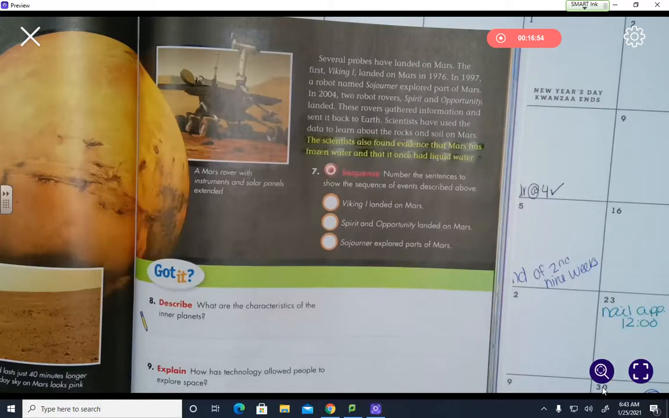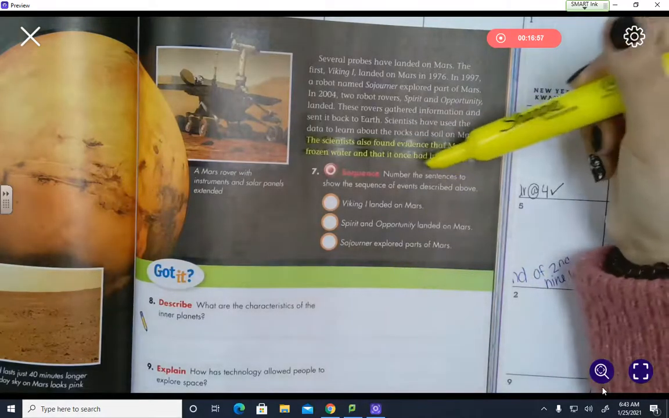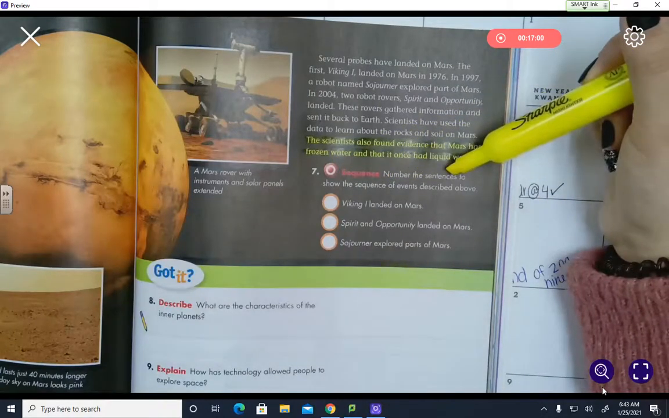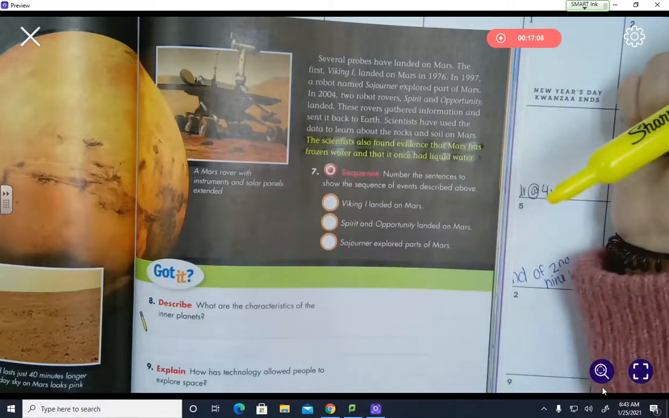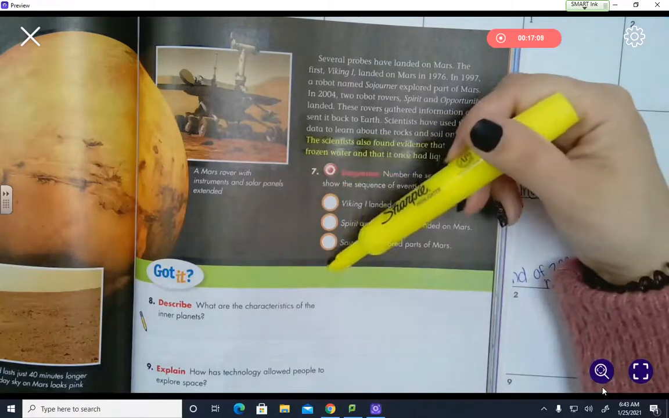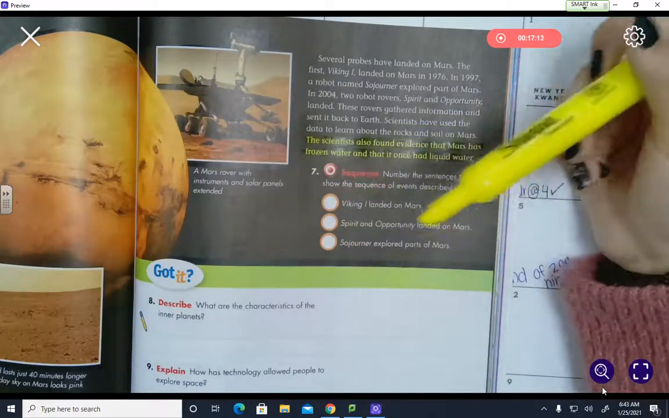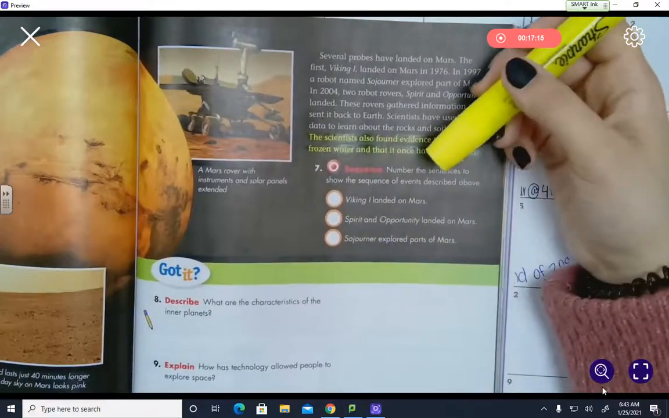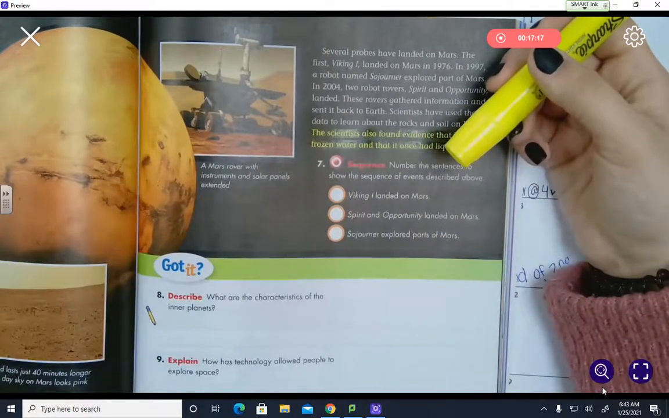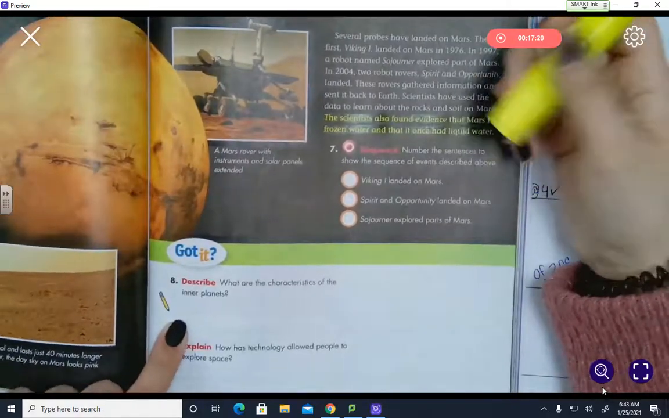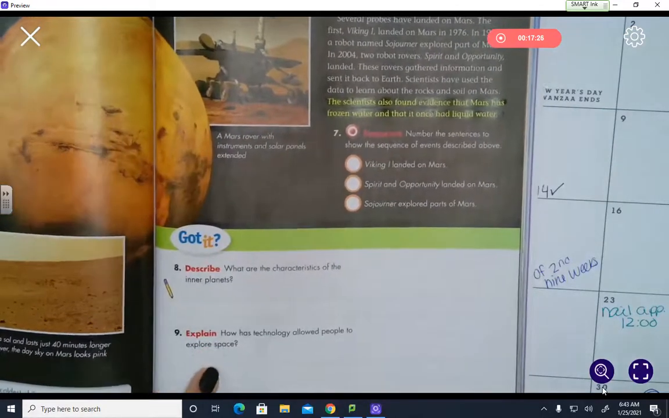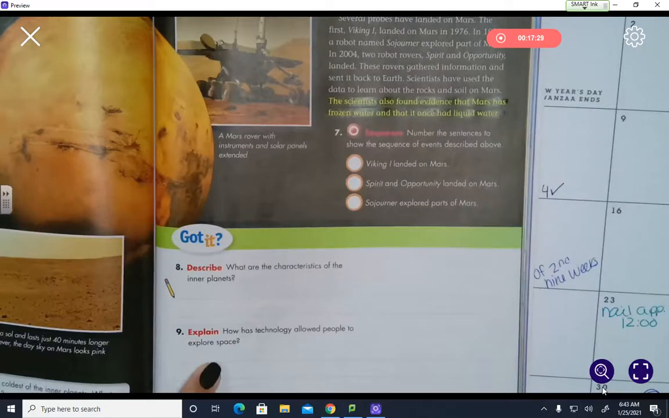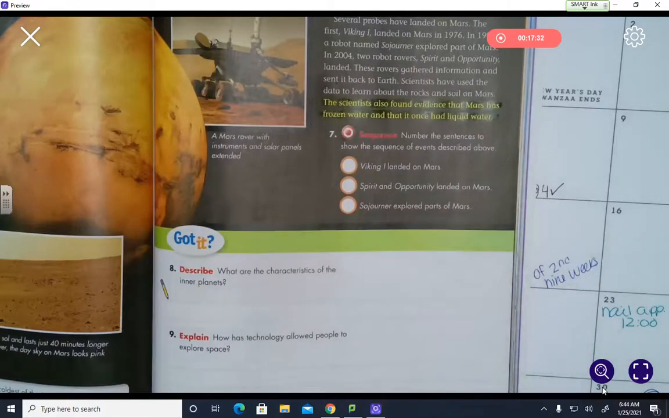All right, let's answer number 7. Number the sentences to show the sequence of events described above. How would you number the sentences? And then number 8, what are the characteristics of the inner planets? And number 9, how has technology allowed people to explore space? So all the rovers, all the space probes, how has it allowed us to explore space?